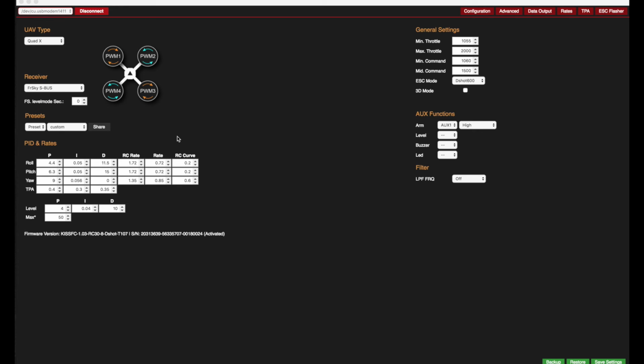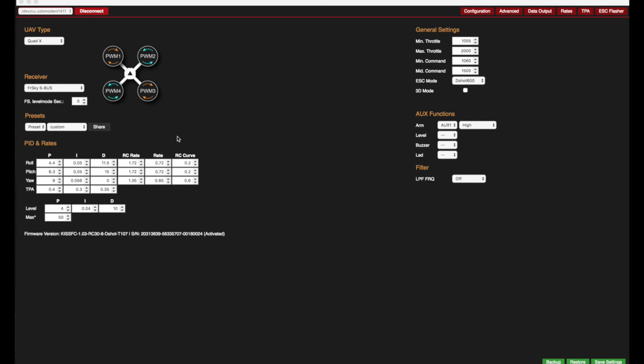So for instance, if you have a high RC rate, you want to have some RC curve built into it, because without RC curve, a slight movement of the stick could have an abrupt movement of the quad. So in order to compensate for that high RC rate, you want to have some level of RC curve that helps you fly in a straight line, in a straight path, without having abrupt movements caused by just slight movements of the stick.